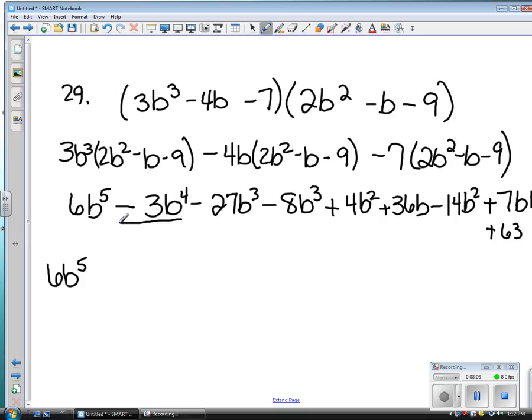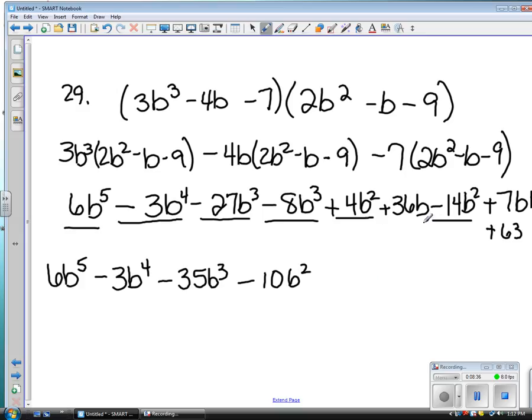I have a b to the 4 here, and I do not see another b to the 4. I'm going to underline just so I know I've got them. B to the 3rd, I have a negative 27 and then I have a negative 8, so that makes a negative 35b cubed. I do not see any more b cubes, so that's minus 35b cubed. I have a 4b squared here and a negative 14b squared here, so that gives me minus 10b squared. 36b plus 7b gives me plus 43b plus 63.